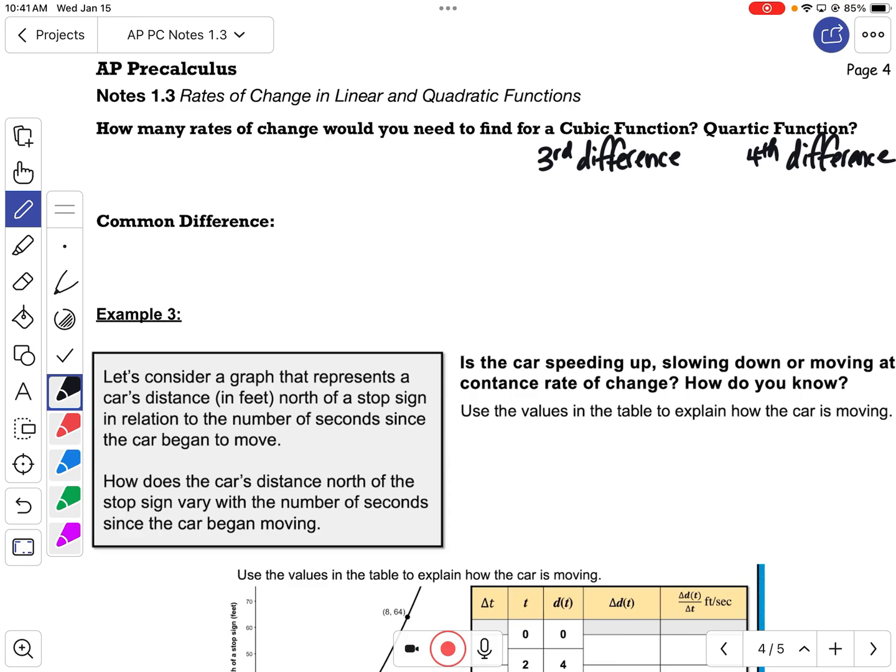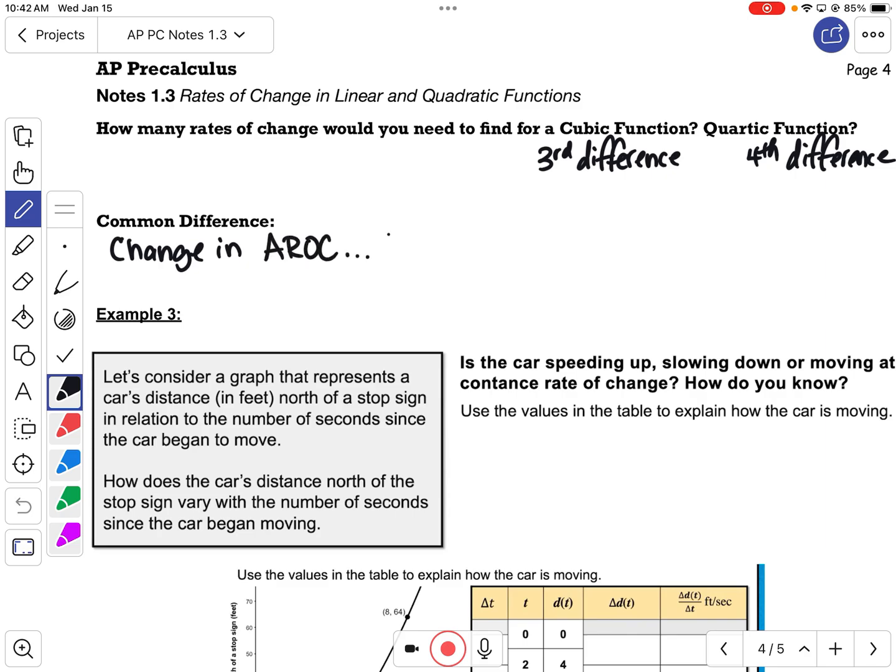If it was a 6th degree equation, we'd have to do the average rate of change and then subtract 5 more times, and then I'd get a constant. So it works. Now that's exhausting, and we're not going to do that. 6 times, that'd be crazy. That's why we have regressions. But that's how it works, which is kind of nice.